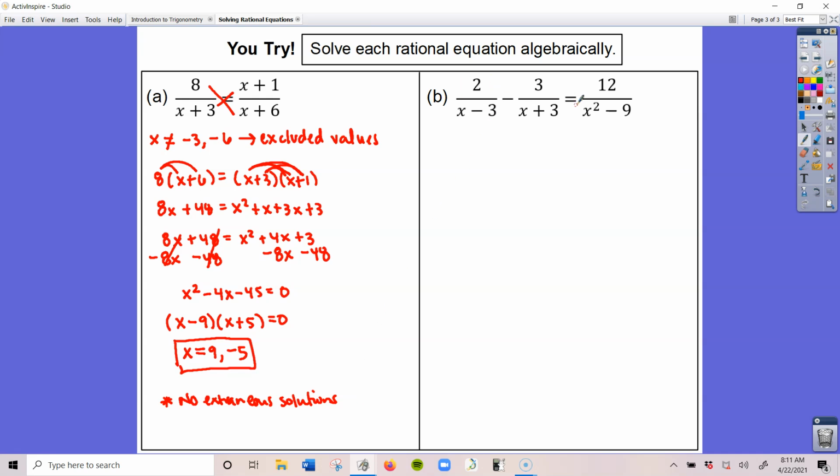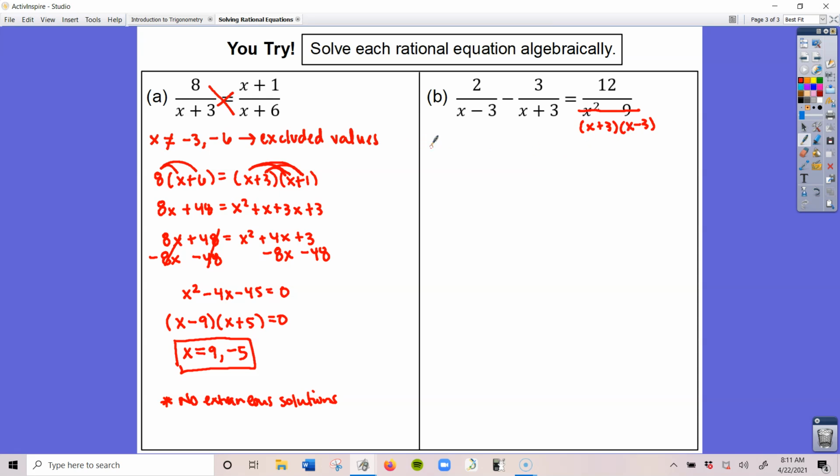Now let's look at this last one here. We have 2 over x minus 3 minus 3 over x plus 3 is equal to 12 over x squared minus 9. Before we work this out, we need to make sure that the denominators are all factored. These two here don't need to be factored, but x squared minus 9 is x plus 3, x minus 3, since it is a difference of squares.